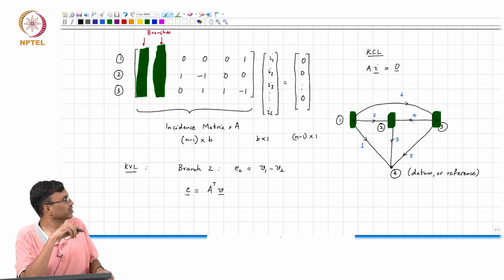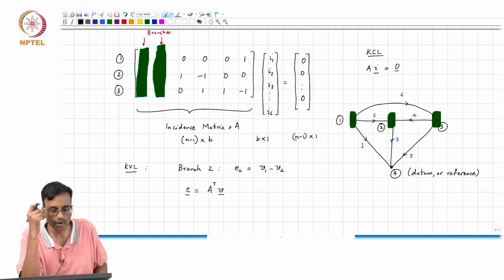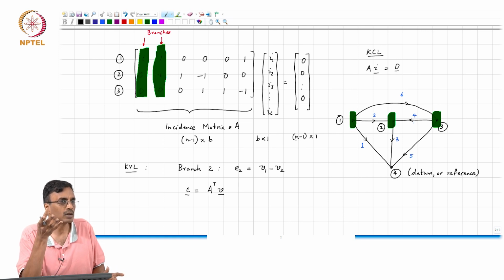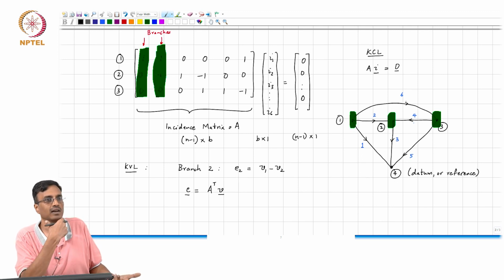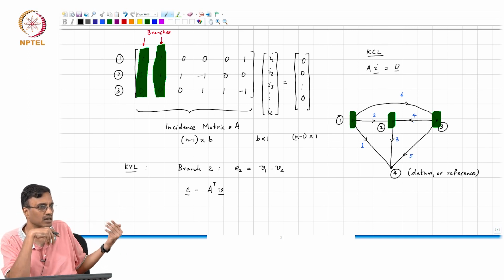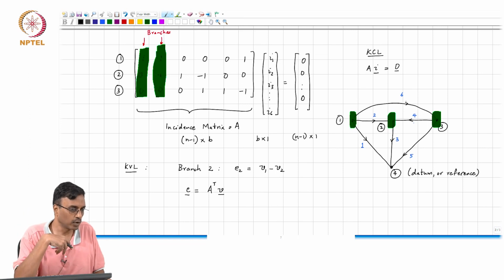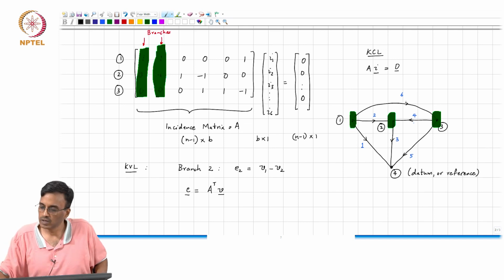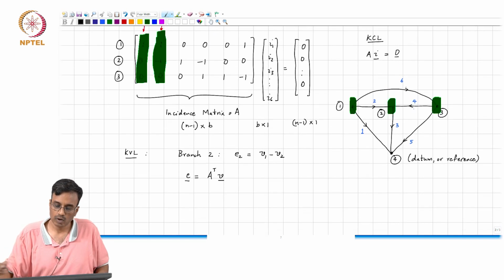You can see that in each column there are either 1 or 2 entries. If there is only one entry, it basically means that that particular branch ends at the reference node. If there are 2 non-zero entries, it means that that particular branch does not touch the reference node, and the plus and minus basically tell you where the branch starts and where the branch ends. Does it make sense, people? Okay. So this is KVL.